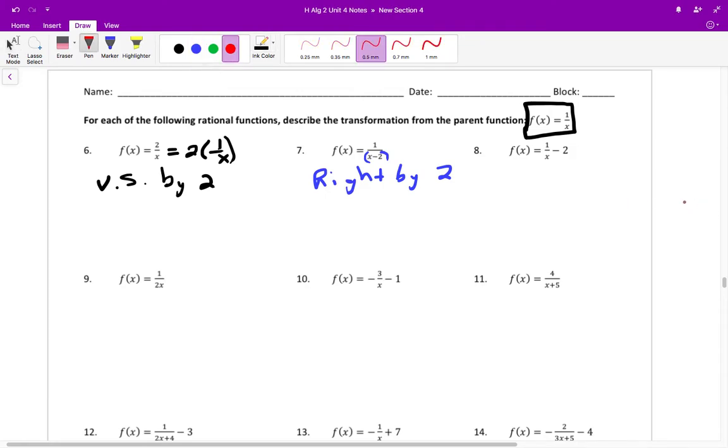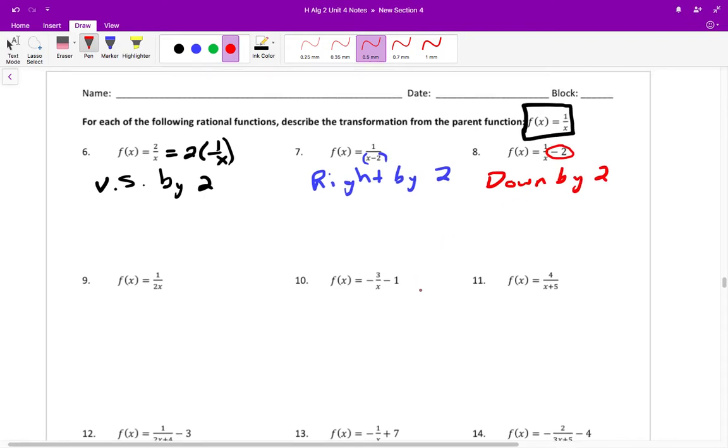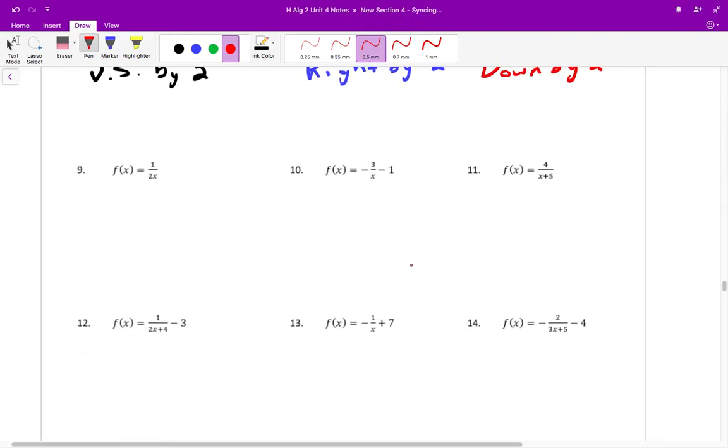All right, so number 8. Here we've got a negative 2 outside of the parent function. So remember, outside the function is going to be a vertical shift. If it's negative 2, that's going to be what tells you that it needs to go down by 2. All right. Got a few more for us to look at, and then I'll give you a chance to try some on your own here.